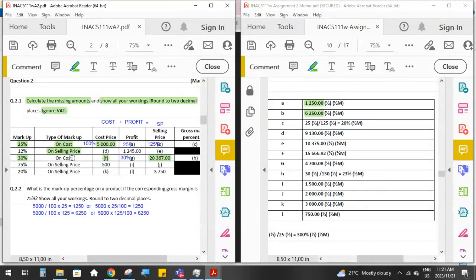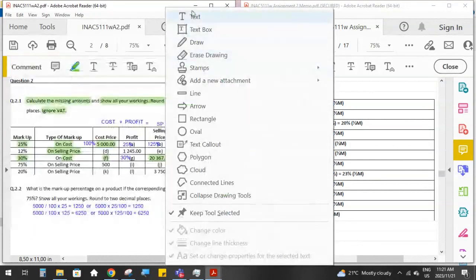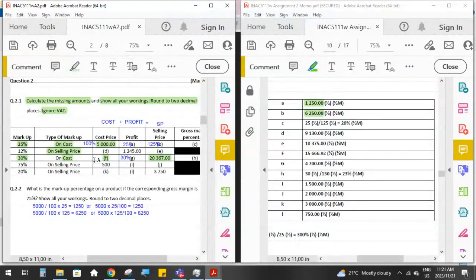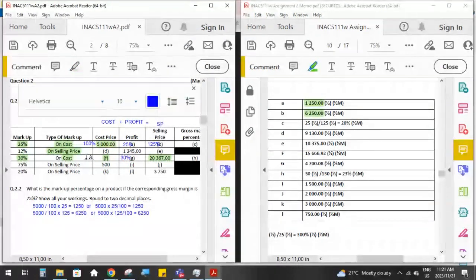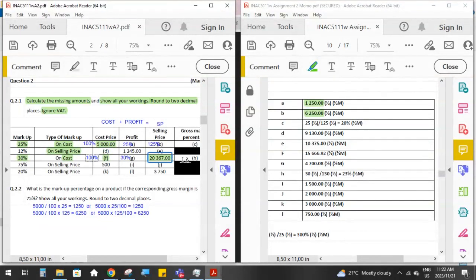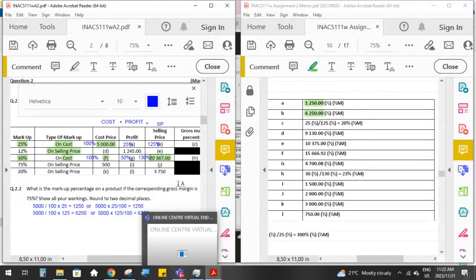Here, 30% of cost, which immediately tells me that if it's 30% of cost, my cost is my base, and your base is always 100%. So my cost is going to be 100%. Then I do my sum. Cost 100% plus profit 30% equals my selling price. So my selling price is then going to be 130%.